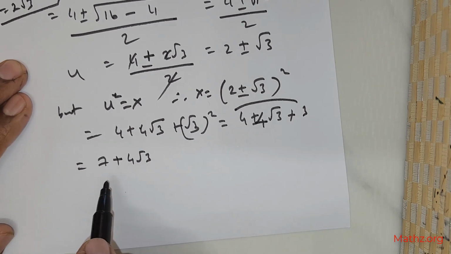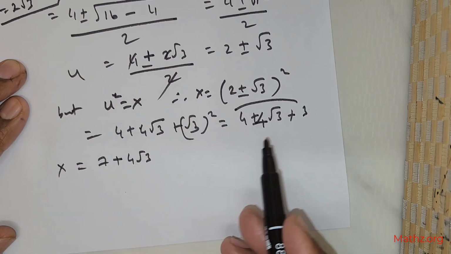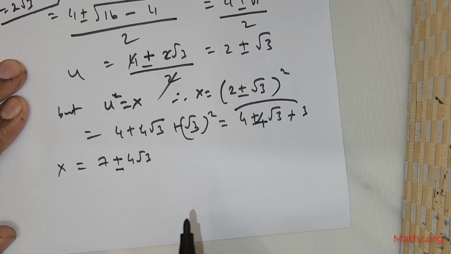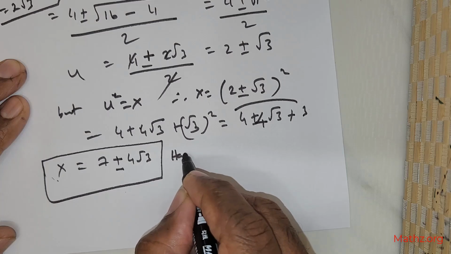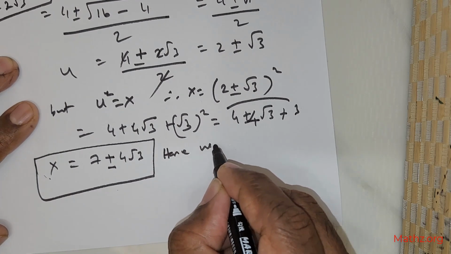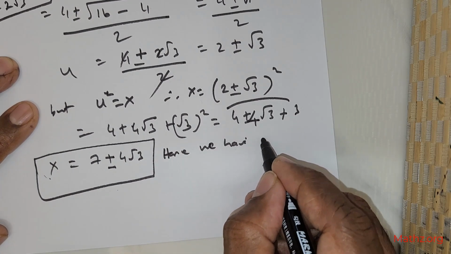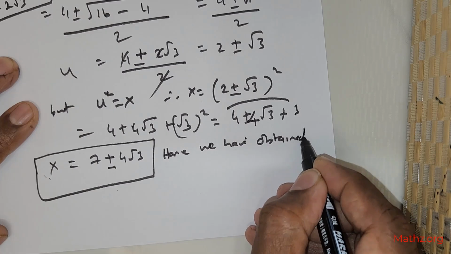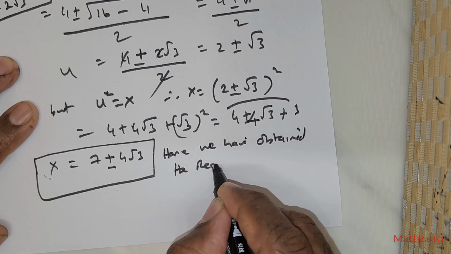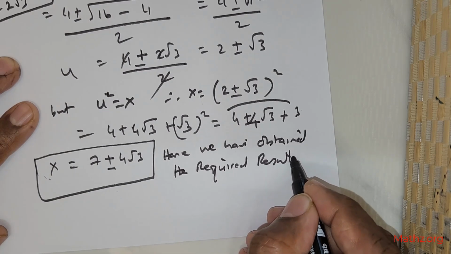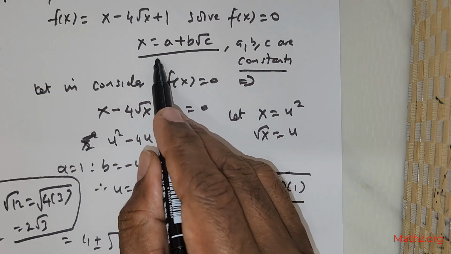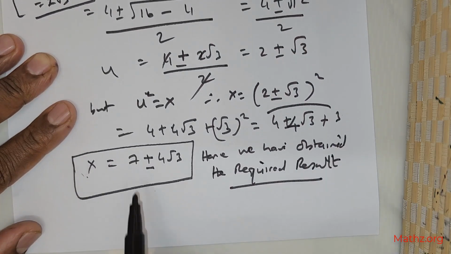Now this is one value, right? But since we have to cater to the other value, you can simply state a negative sign there. So this is going to be my solution. So hence we have obtained the required result. That's what is required, right? So you can state that. So this is what is required. So we have got that.